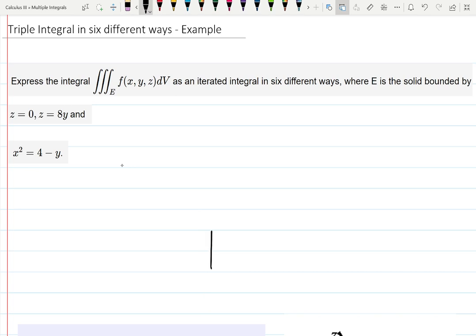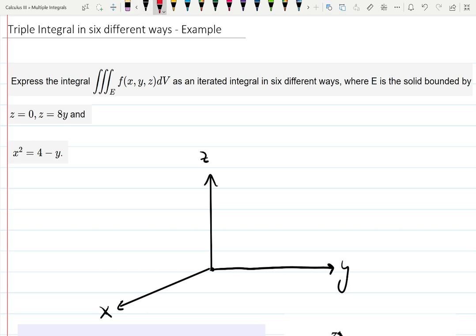So, z, x, and y. X and y. First, the plane z equals 0, that's the floor, right? So that's the x, y plane. Whatever is missing, you know, that's the one that will not be changing. So that's my floor.